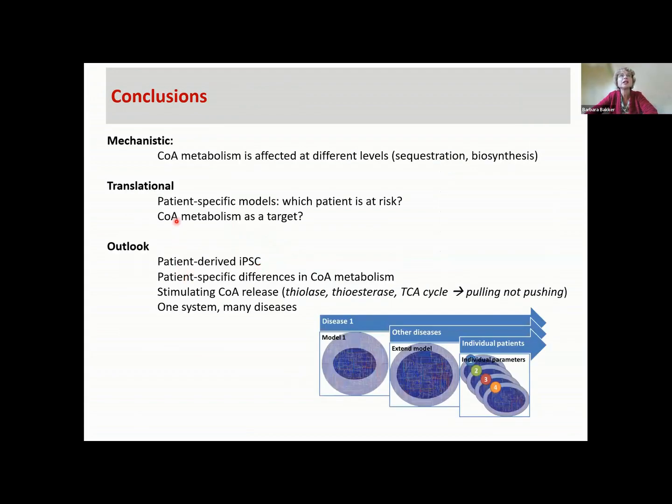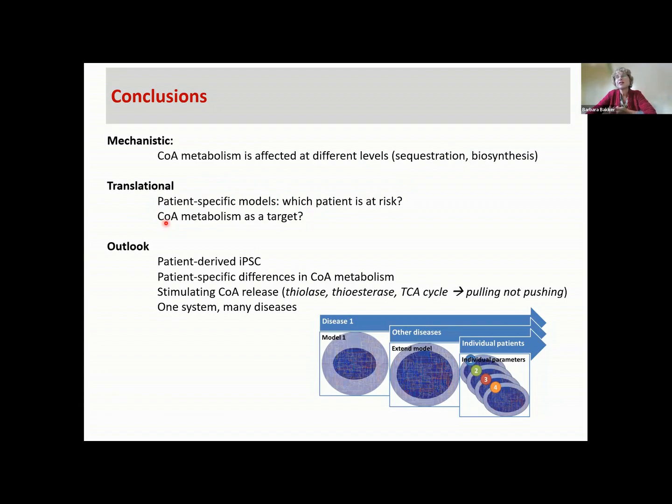So just to finish here, I think we went quite deeply into the mechanisms of the relation between fatty acid oxidation and coenzyme A, and you really see that coenzyme A metabolism is affected at many different levels. You see the sequestration, you see the biosynthesis affected, and a lot of non-intuitive effects in this system. Well, if you translate this, if we can make patient-specific models, we might be able to predict which patient is at risk for developing symptoms. You could also think of coenzyme A as a target for treatment in these diseases.